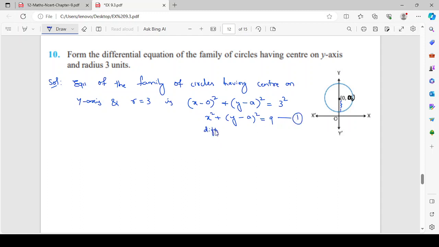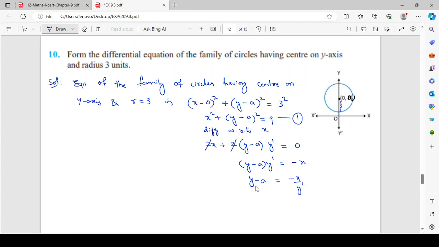Now we are doing the differentiation with respect to x on both sides. So x square differentiation is 2x. y minus a whole square differentiation is 2 into y minus a, and the inner function differentiation is y dash minus 0. So just y dash, equal to 0. So 2 is a common factor, cancel it out. So y minus a into y dash is equal to minus x, and y minus a is equal to minus x by y dash.